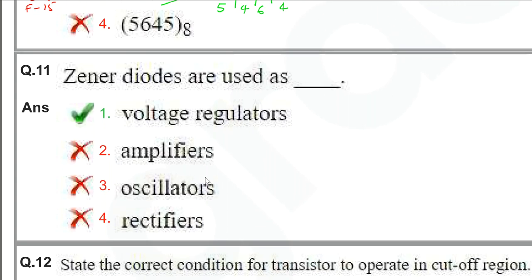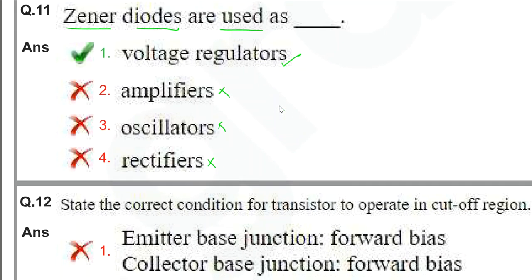One of the standard questions in your examination is on Zener diodes. Zener diodes are used as a voltage regulator. They are not used as an amplifier, oscillator or rectifier. A Zener diode generally operates in the reverse bias mode.